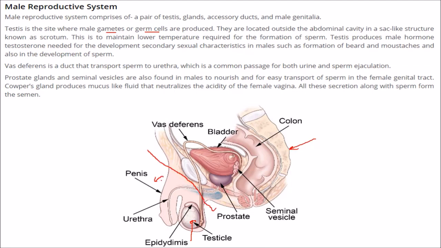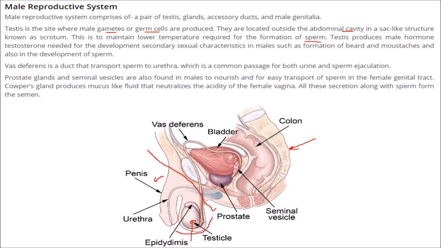This is in order to lower the temperature, so they are located outside the abdominal cavity. This is a sac-like structure known as the scrotum. As I just said, it maintains the lower temperature required for the formation of sperm.